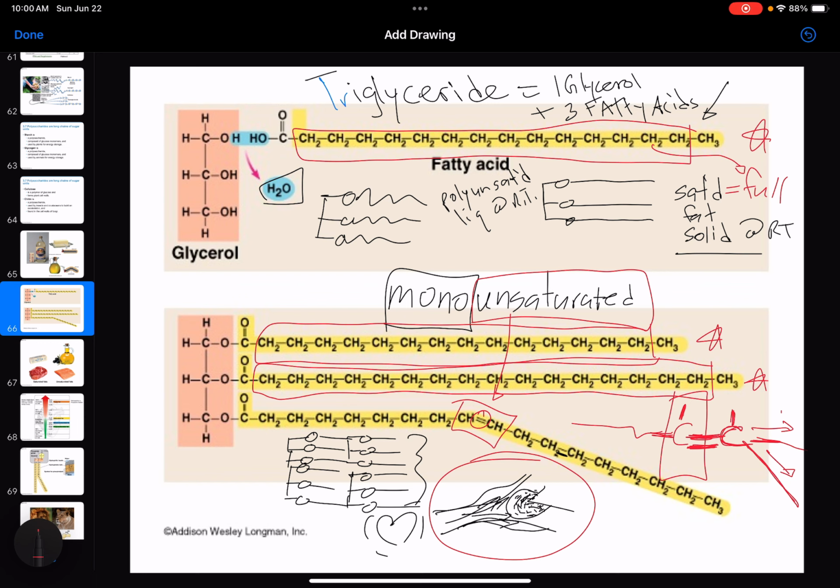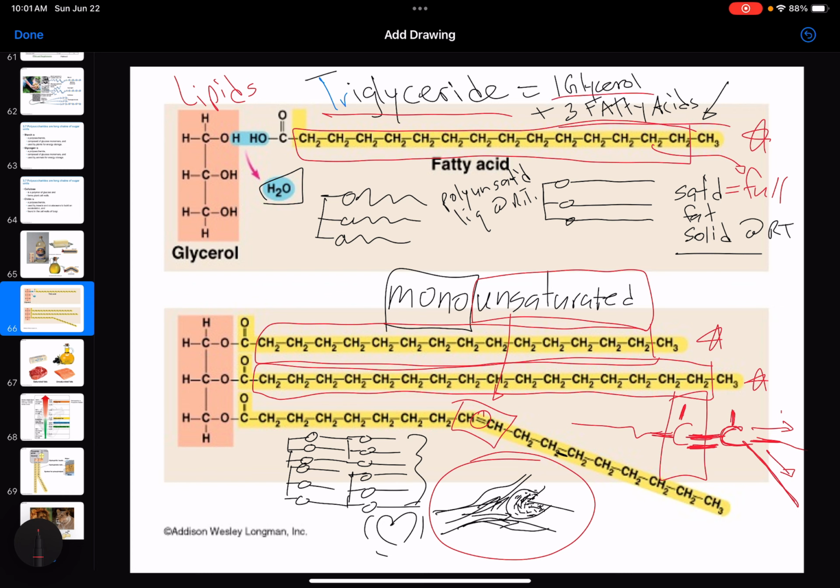Okay, in summary, lipids are energy molecules. We like to store them long term. They provide energy in the long run. They're kind of like a savings account, right? We don't want to touch them unless we absolutely have to. And the most common lipid in our diet is the triglyceride, made up of one glycerol with three fatty acids.